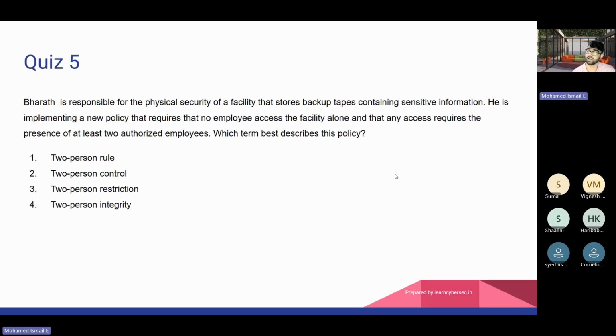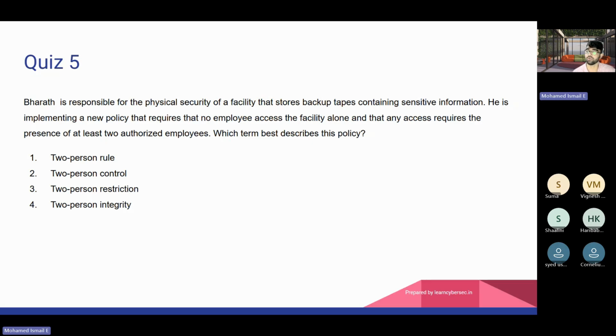Next, quiz 5. Bharat is responsible for the physical security of a facility that stores backup tapes containing sensitive information. Maybe this generation may not have seen backup tapes. A backup tape is nothing but a magnetic tape, a low-cost storage media. It's like an old audio recorder or video recorder where the reels are there, right? So similar storage media, they store the system backups.